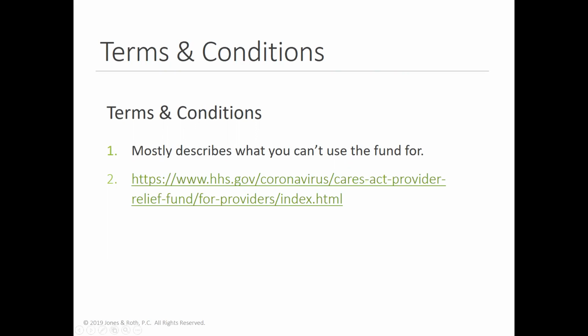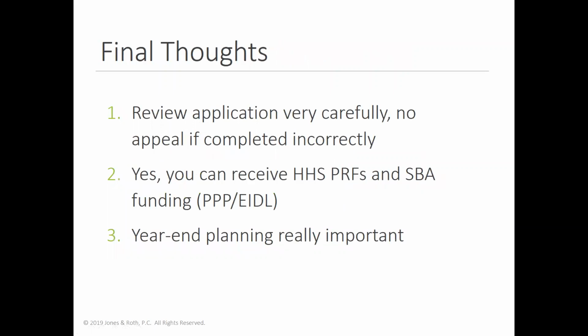I know I have a few questions that have also come in, so I'll get to those in a moment. But a few final thoughts for you: really be careful, and review your application very carefully. There is no appeal process if you complete it incorrectly. So if you put down the wrong number and your funds are too little, you cannot go out and get more. You could try a second application, but you cannot appeal a current application. Again, yes, you can receive these with SBA funding.